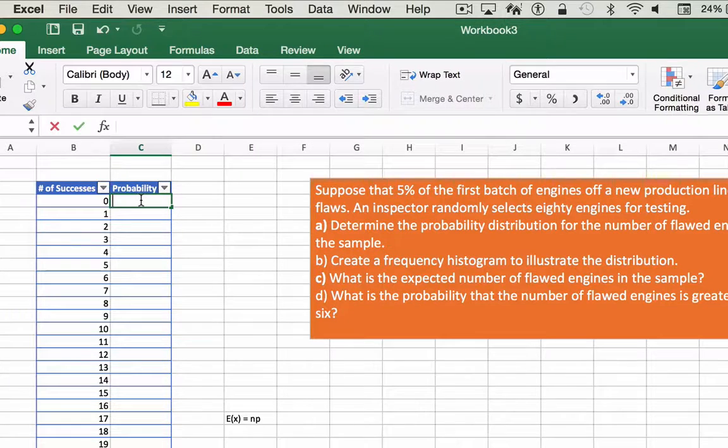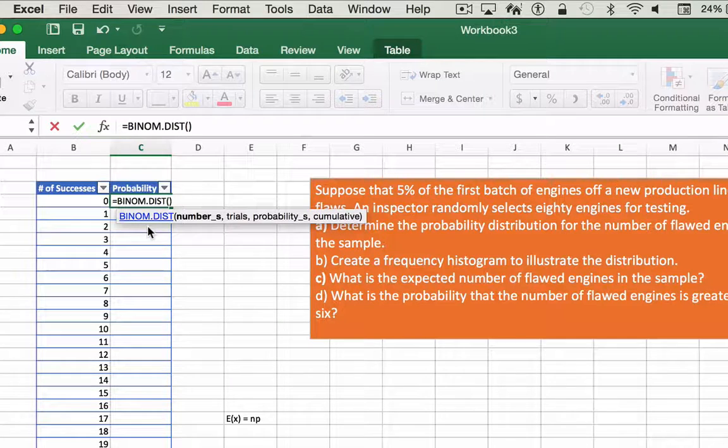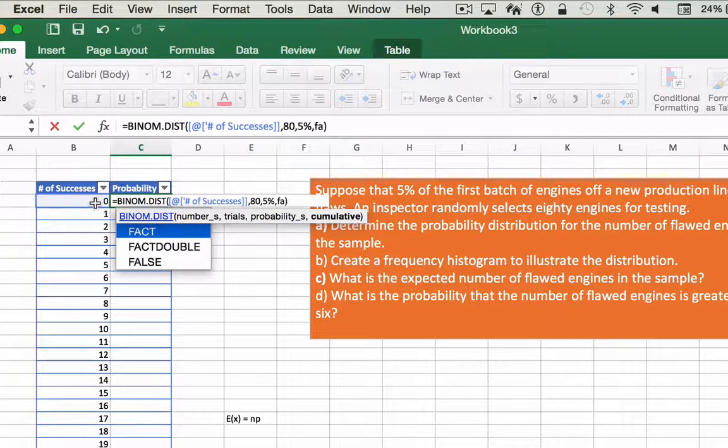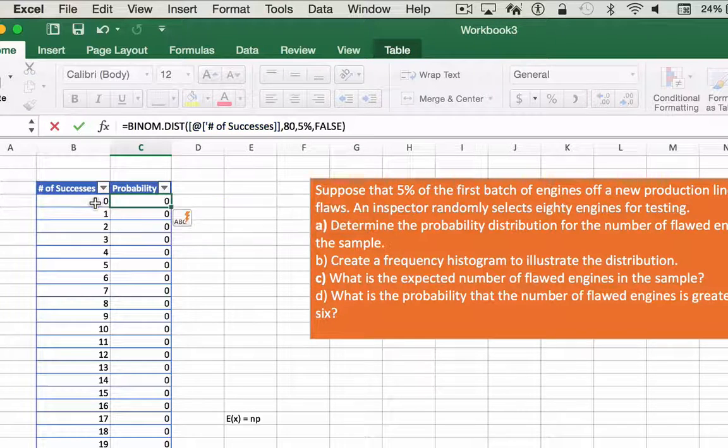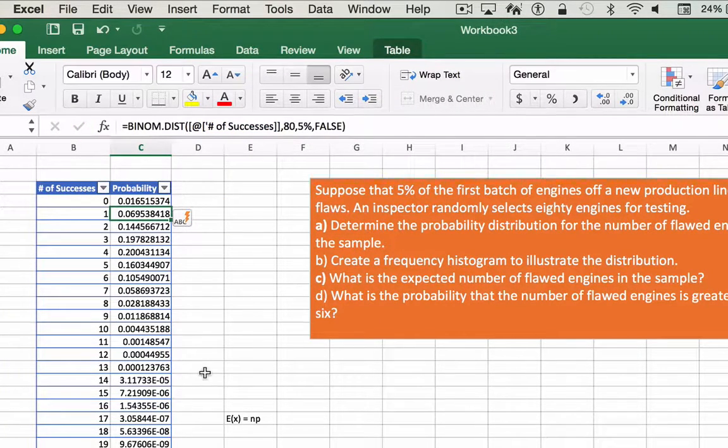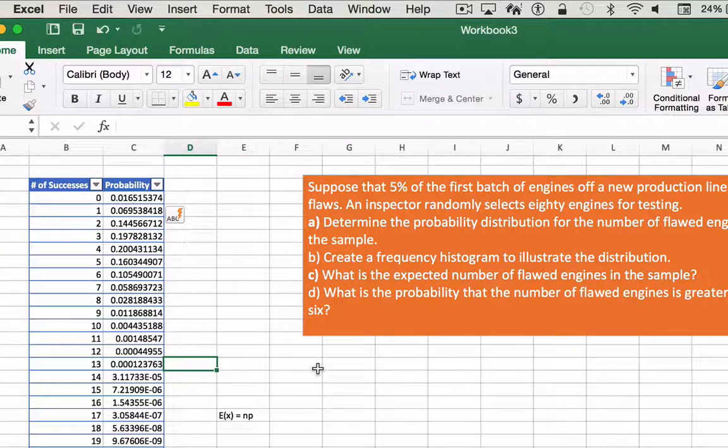And so our probability is going to be equal to the binomial distribution. And the number of successes will be 0. And the number of trials is 80. The probability of success, I can either put in 5% or 0.05. And I don't want the cumulative frequency, so I'm going to put in false. And so now we have our probabilities returned.